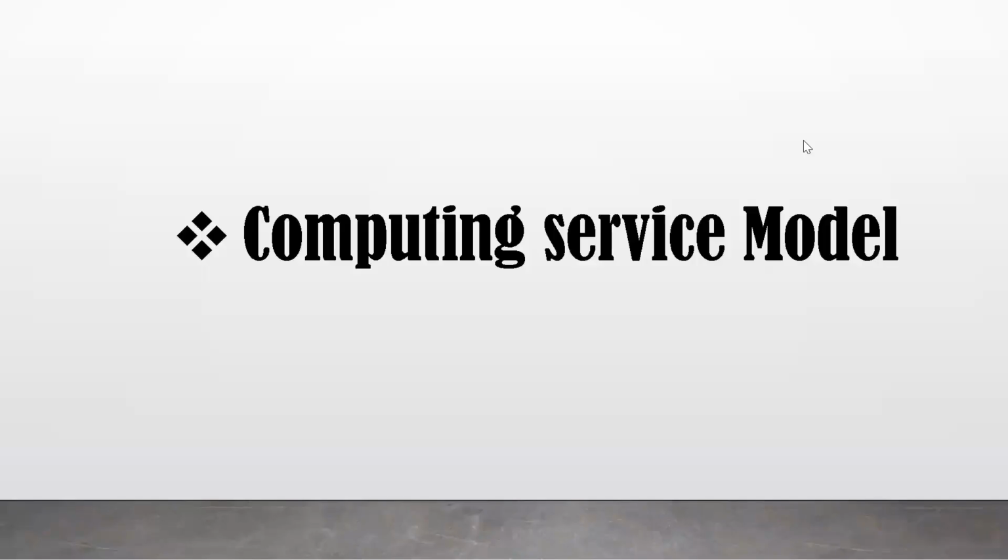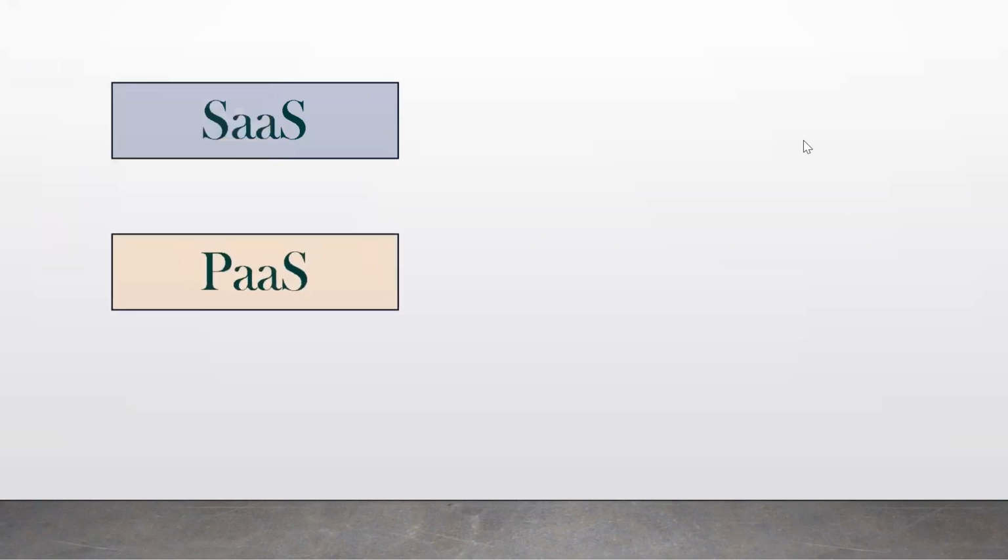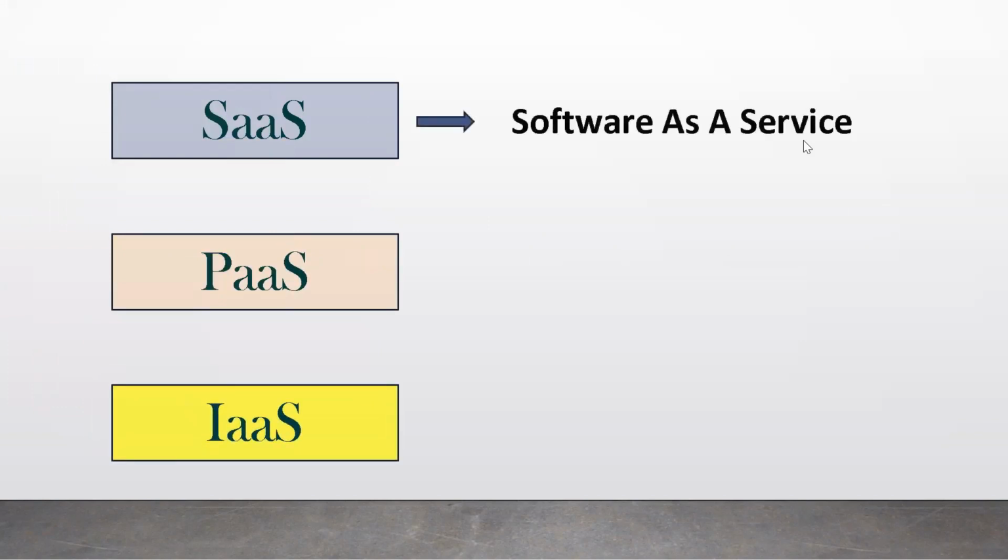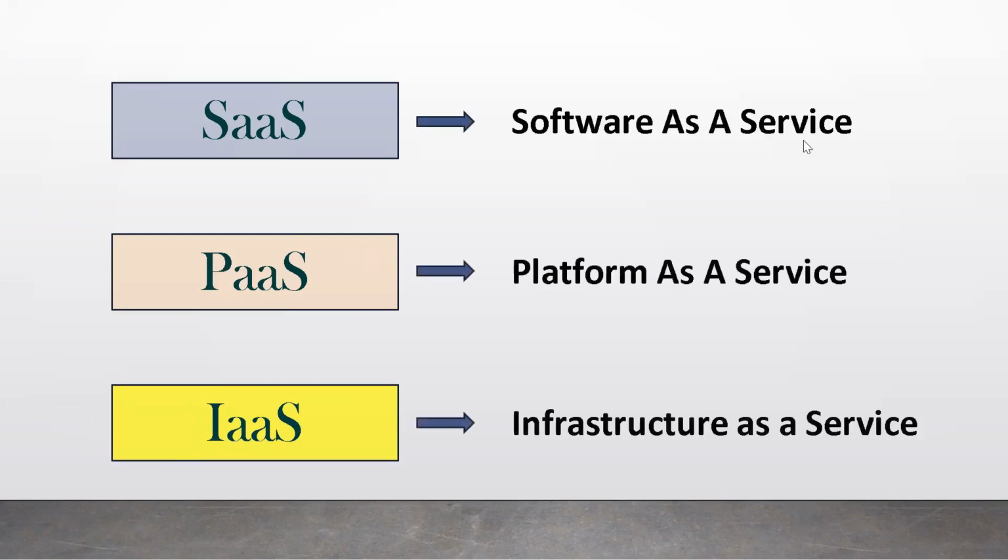Now let's jump into the cloud computing service models. Let's deep dive into these different service models of cloud computing. There are three types of services: SaaS, which is software as a service, another is PaaS, and the third one is IaaS, infrastructure as a service. So the first one is software as a service, the second one is platform as a service, and the third one is infrastructure as a service.